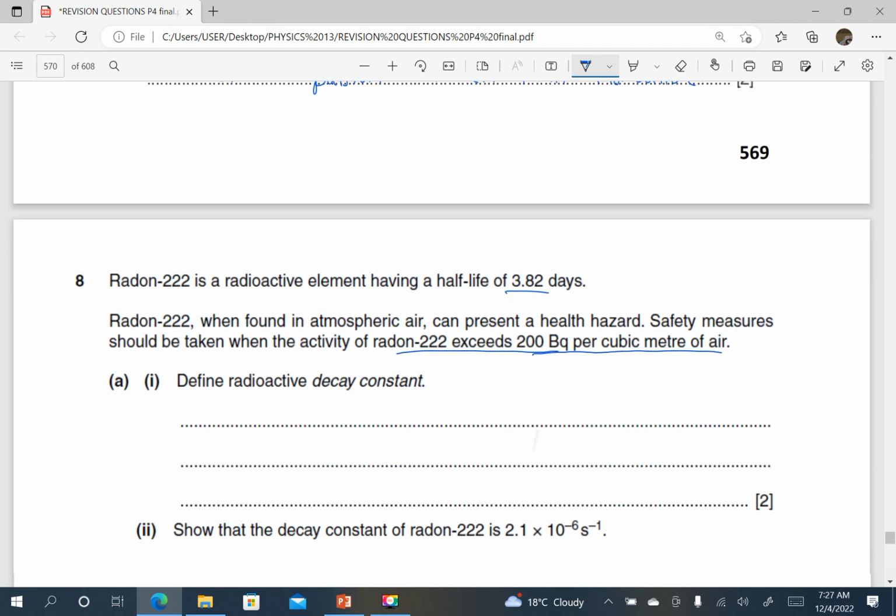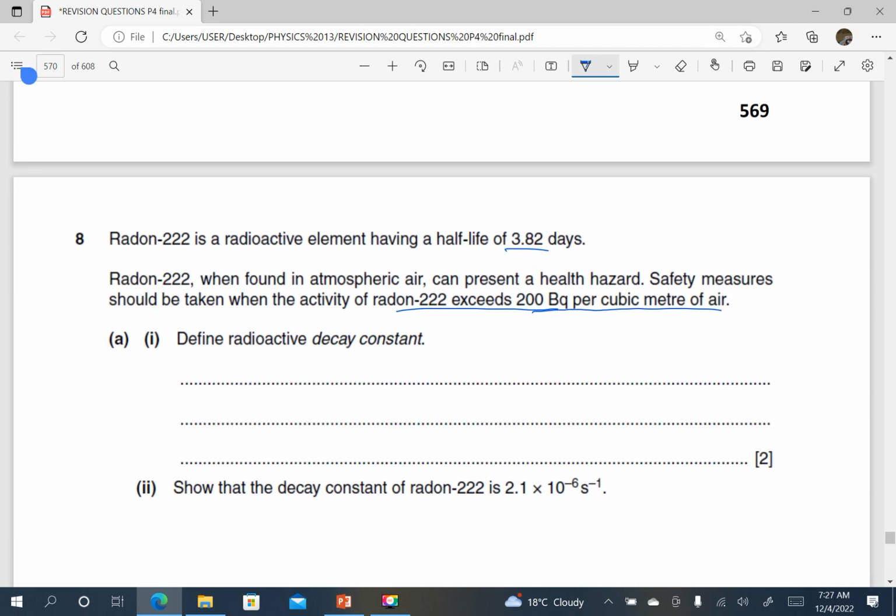Define radioactive decay constant. I think now we know that the radioactive decay constant is the probability of decay of a nucleus in a given sample per unit what? Per unit time.